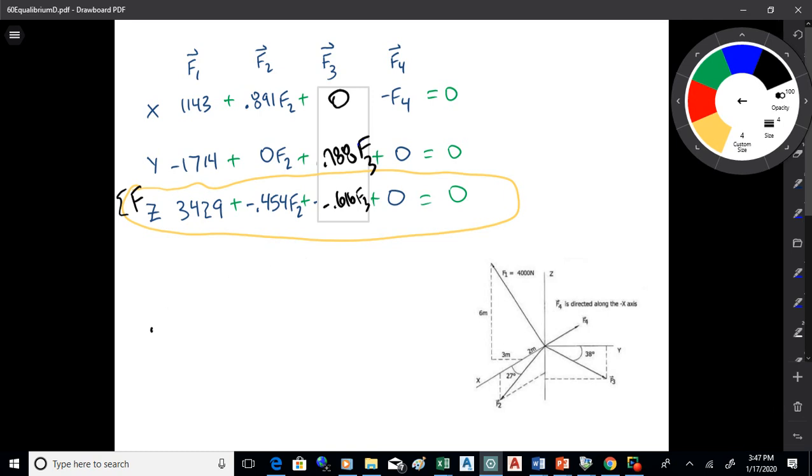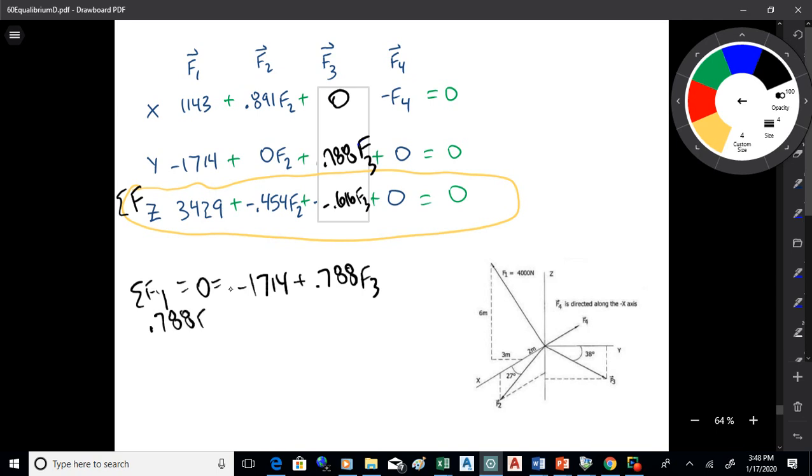But F2 is zeroed out. So if I go sum of Fy and set that equal to 0, all I'm going to have is negative 1714 plus 0.788 F3, and that'll be 0. So 0.788 F3 is equal to 1714. And then I can go ahead and get that. So 1714 divided by 0.788, 2175. All right.